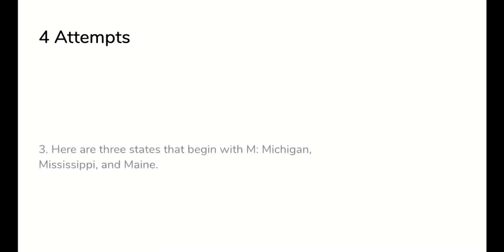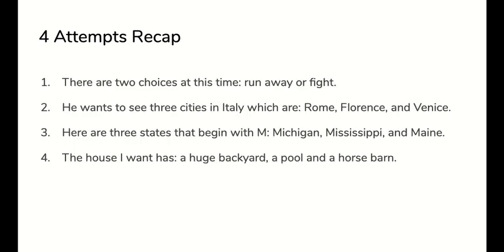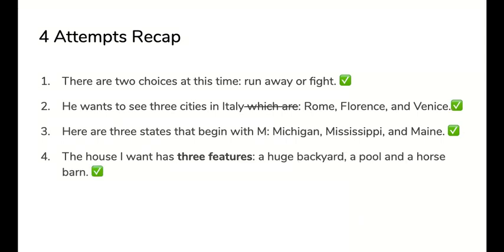Number 3. Here are the 3 states that begin with M: Michigan, Mississippi, and Maine. Correct. And number 4, the house I want has a huge backyard, a pool, and a horse barn. Wrong. Again, has is a verb, and we don't put colons after verbs. So to recap, these are the 2 correct ones, and we can fix number 2 and number 4 this way.